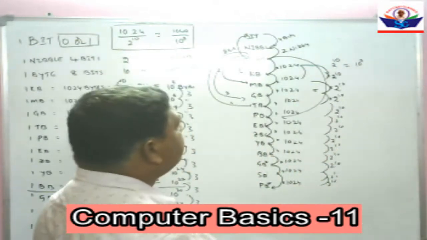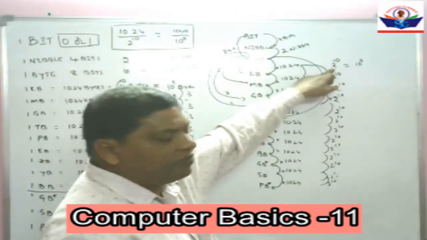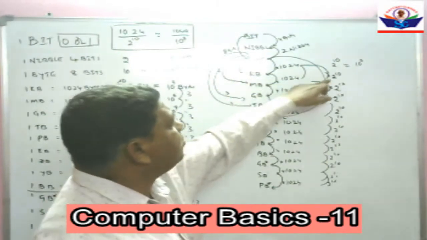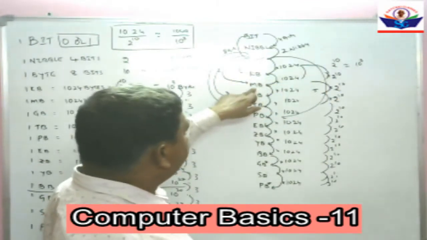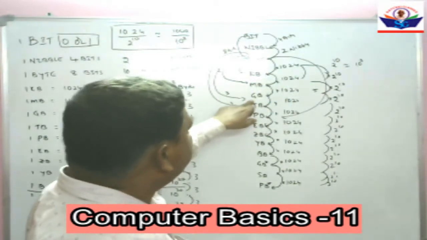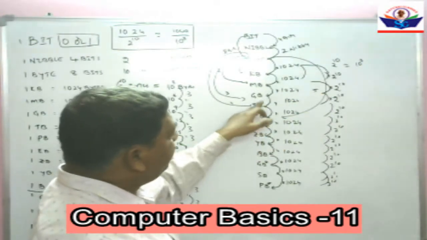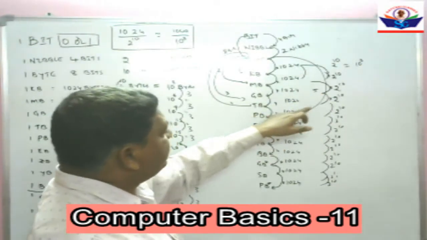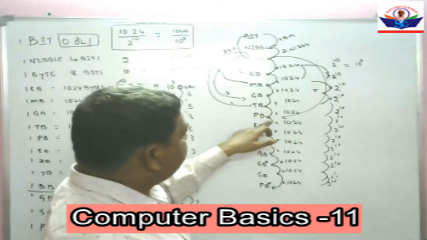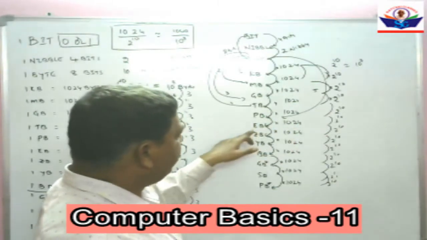If you multiply byte with 2 to the power of 10, it gives kilobyte. If you multiply KB with 2 to the power of 10, it is megabyte. Megabyte gives gigabyte. Gigabyte gives terabyte. Terabyte gives petabyte. Petabyte with 2 to the power of 10 gives exabyte.